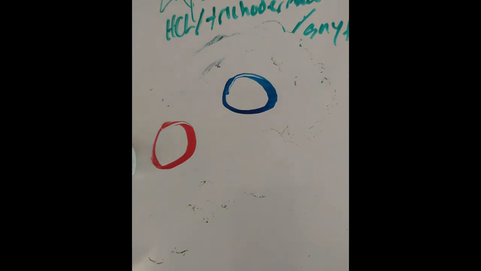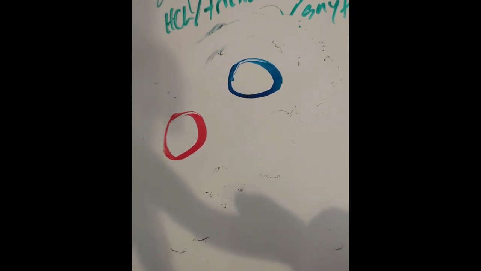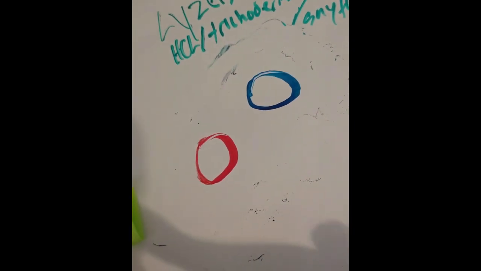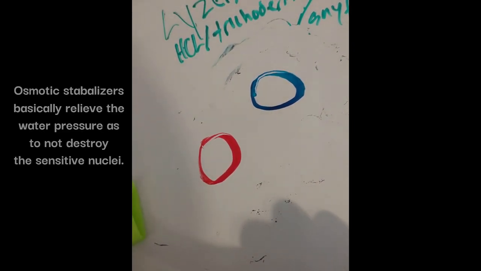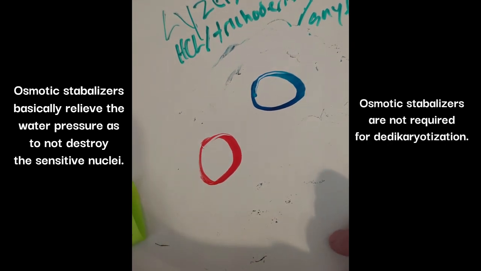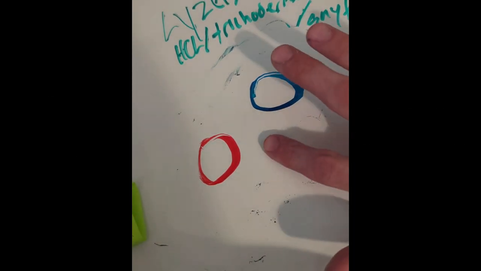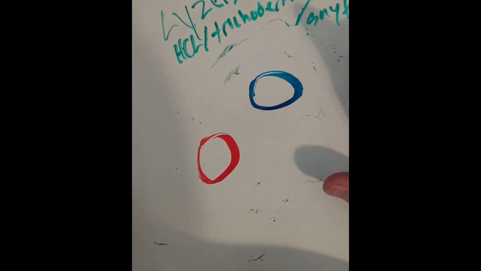The nuclei are really sensitive to the water pressure, so you're going to use an osmotic stabilizer. Sorbitol, sucrose, I might have those kind of wrong, I don't have my notes on me, but you'll use an osmotic stabilizer, and those vary for different reasons. And then the fusant comes into play, which is where it gets a little different than dedicarization, whereas in dedicarization, you're trying to isolate these away and create monocultures that you'll use for future projects.